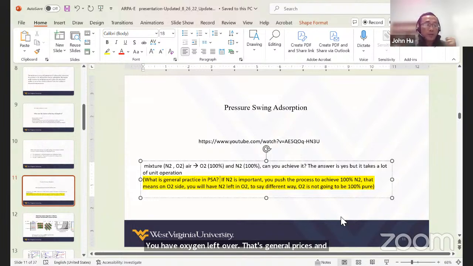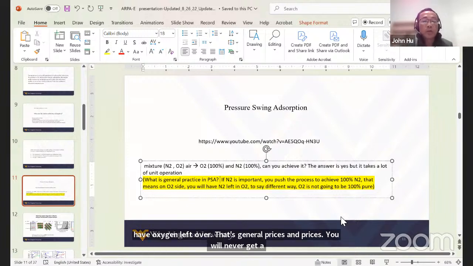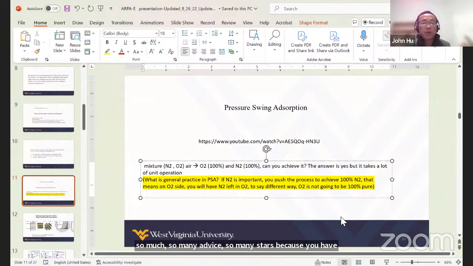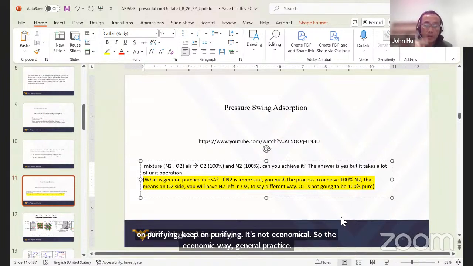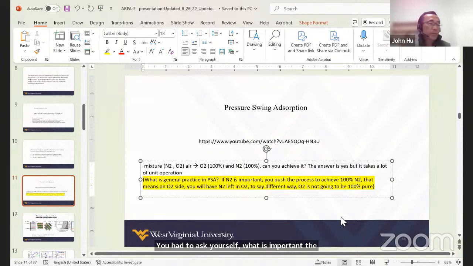You will never get both at 100%. It takes so many vessels, so many steps because you have to keep on purifying. It's not economical. So the economic way, the general practice, is to ask yourself what is important, and then you do this. Follow me? Okay.